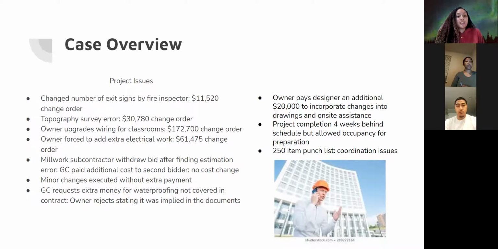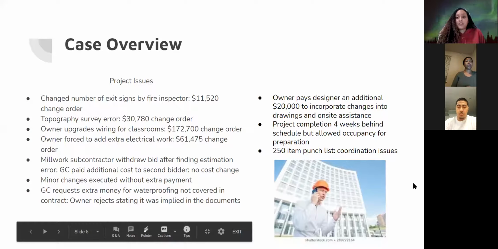A millwork subcontractor withdrew their bid after finding estimation errors, but there was no change in the cost. There were other minor changes that were executed without extra payment. There was also a waterproofing issue that the general contractor requested that the owner rejected. And a few other issues here.